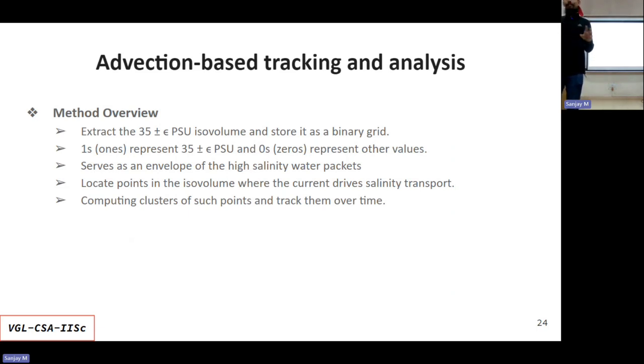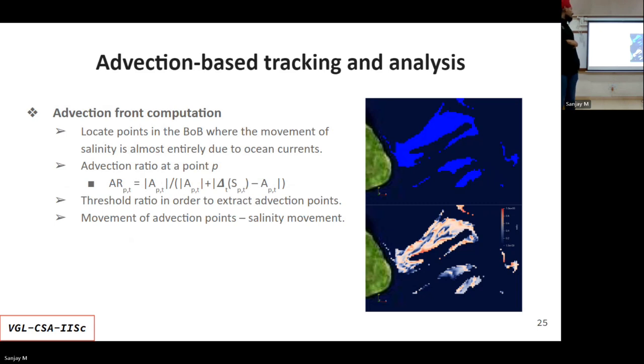That has values around 35. So this gives us a layer of data from which we can extract advection points, as we call them. We can calculate advection and get clusters of points where the salt is moving due to advection, and then track it over time, right? So the method goes like this.